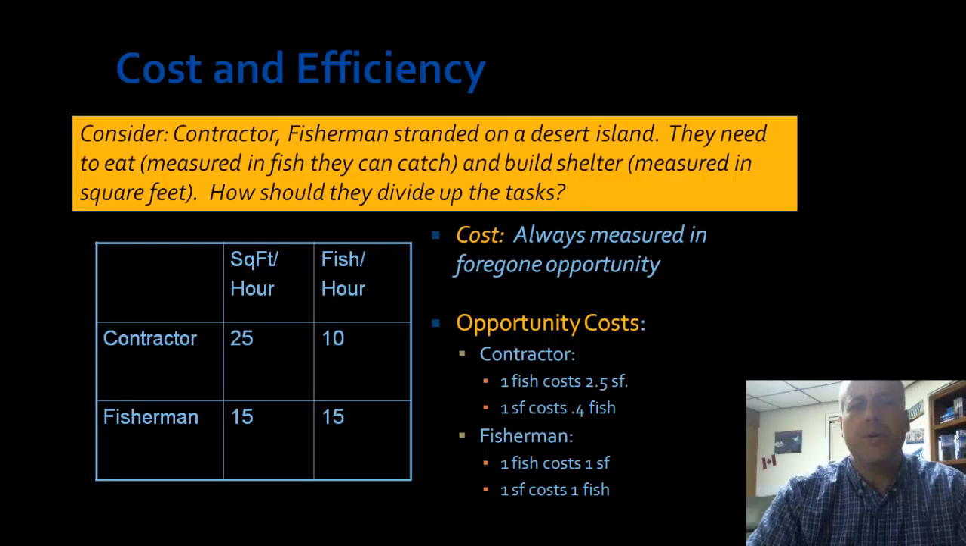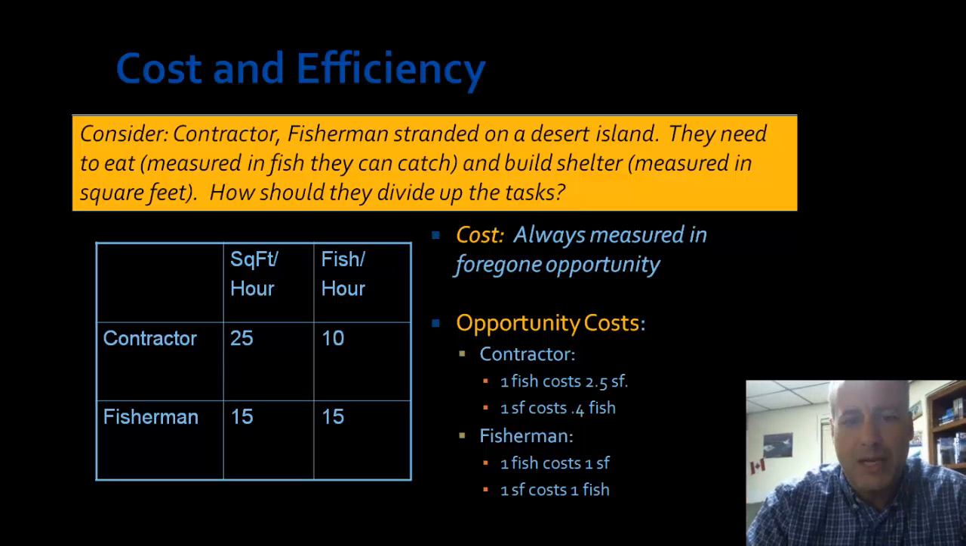I want to consider a simple numerical example. Suppose that we have a contractor, a general contractor, and a fisherman stranded on a desert island, and they both need to eat, and they both need to build shelter in order to survive on the desert island. And the question we have here is very simple. How should they divide up the task?